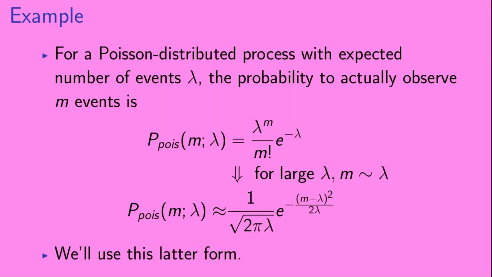Now, for a Poisson distributed process with expected number of events lambda, the probability to actually observe m events is given by the Poisson distribution. So the Poisson probability to observe m events when lambda are expected is equal to lambda to the m over m factorial times e to the minus lambda. However, for the case where lambda is large and m is not too different from lambda, this approaches a Gaussian distribution, shown in the second line on this slide. So we will use this latter form.